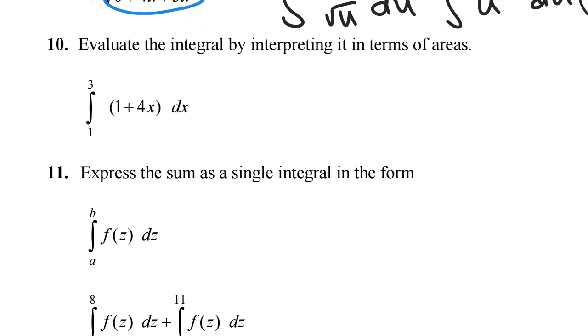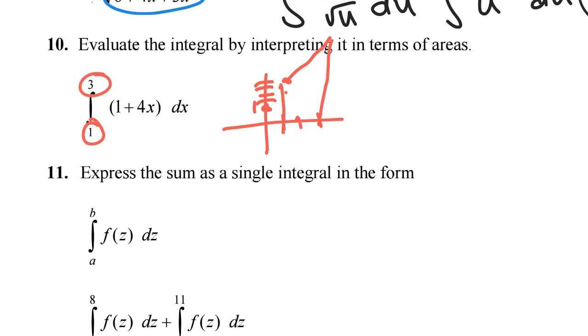Number 10, evaluate this by interpreting in terms of area. So this follows the one group work that you did. So what you want to do is graph this so it crosses the x-axis at 1, it's the y-intercept, and then I'm going from 1 to 3. My slope is 4, so up 4 over 1. Right here. It's going to keep going up. And it would be this area right here that I want because I'm going to 3.